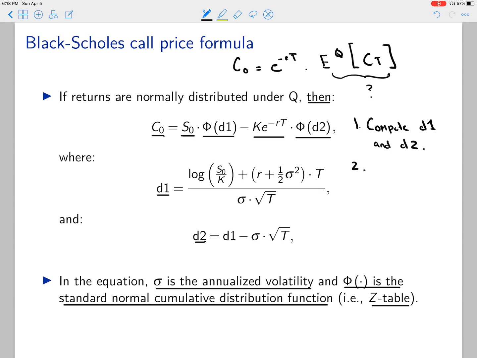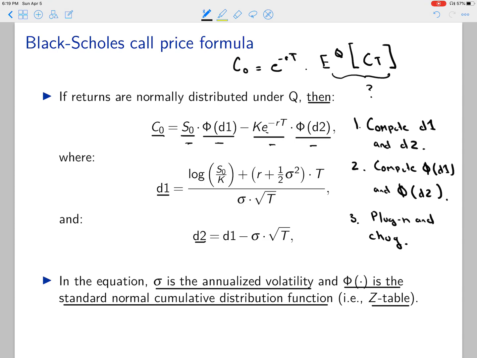Okay, in the second part of this 3-step process, you compute phi of D1 and phi of D2. We'll go into more detail in the next slide or two on how to compute the CDF value of the standard normal random variable. But for now, we'll just accept that we compute them. Okay, in the final step, part 3, it's to just plug and chug. Once you compute phi of D1 and phi of D2, you just multiply phi of D1 by S0, and then you subtract the present value of the strike times phi of D2.